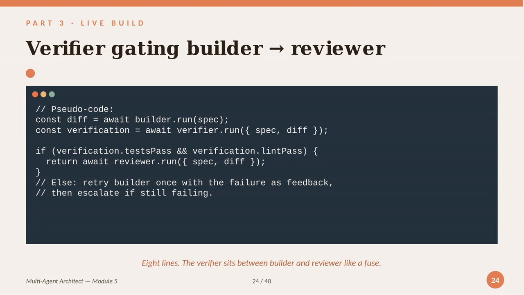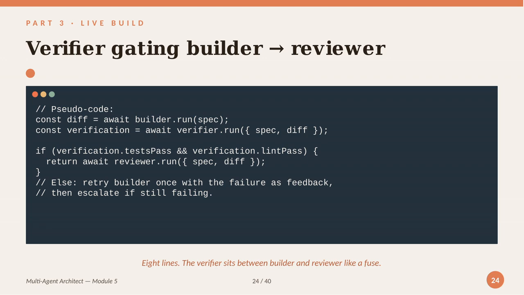If either check fails, retry the builder once with a failure as feedback in its prompt. Still failing after retry? Escalate to a human. That's it. 8 lines of orchestration logic. 1 extra agent, the verifier. That costs a fraction of what the builder costs.